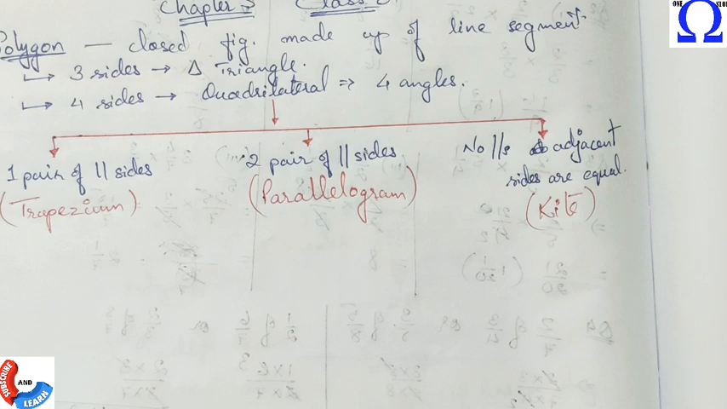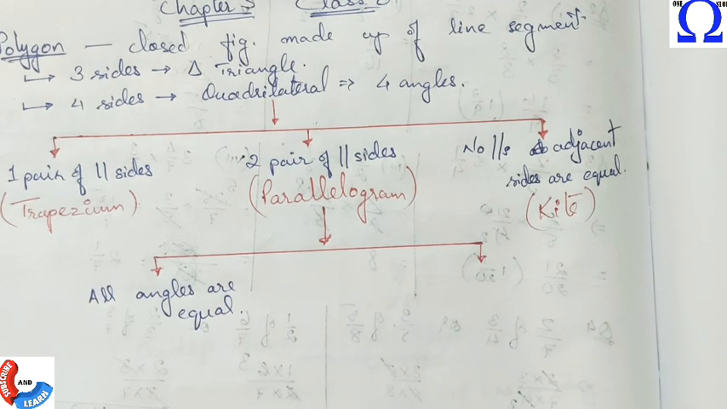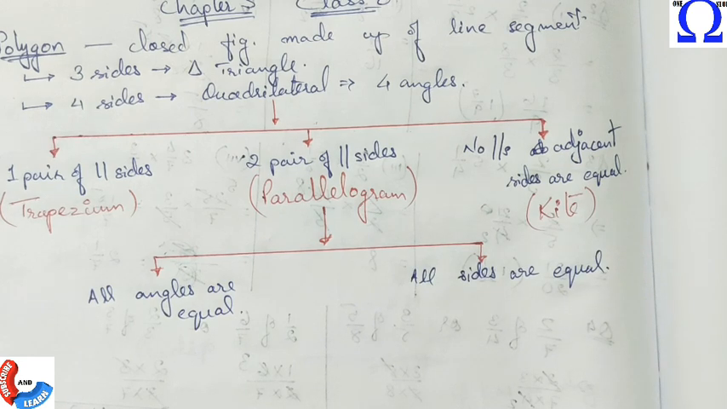There is another possibility that there is nothing equal and no parallel sides, then it is simply known as a quadrilateral only, because it doesn't have a special quality, so it will not have a special name also. Now this parallelogram can be separated into two parts, one based on angles, let's say all angles are equal, and one based on sides, let's say all sides are equal. Before we go further, you need to understand the properties of a parallelogram.